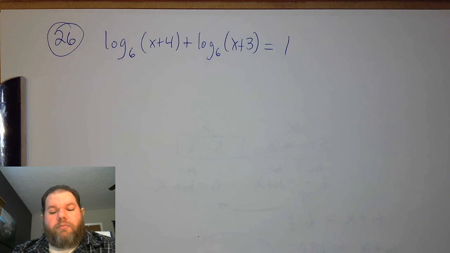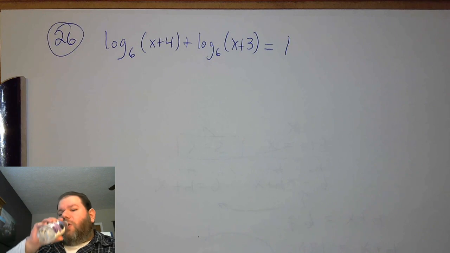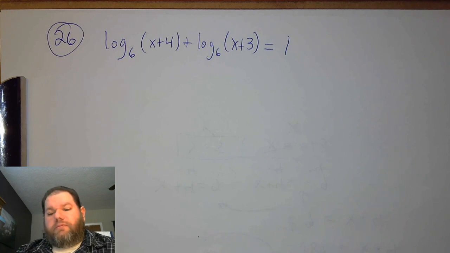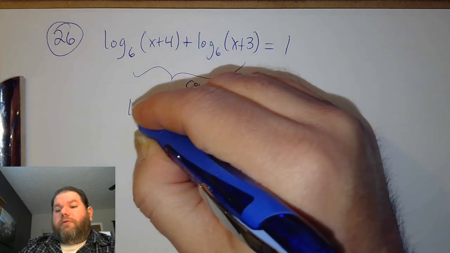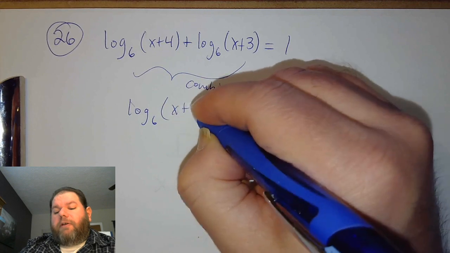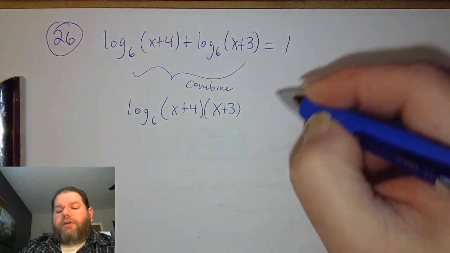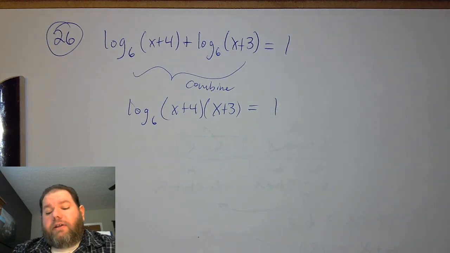This is actually a lot like our last problem where we have two logarithms on one side equal to a constant on the right. This time the logs are added and we don't have any coefficients, so what should we do first? Right, we can combine these by multiplying the terms inside. So we know we're going to get log base 6 of x plus 4 times x plus 3. We actually don't have to carry out that multiplication just yet. Let's do our conversion first.